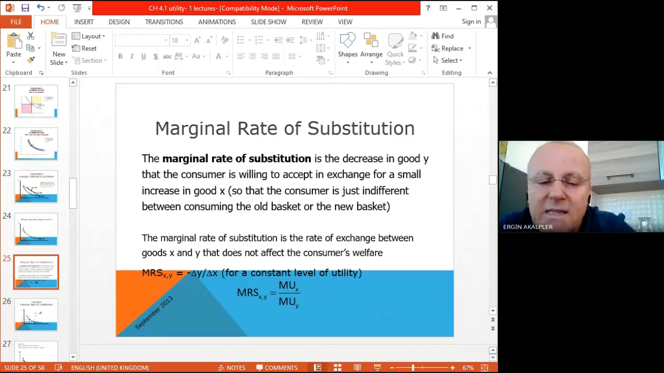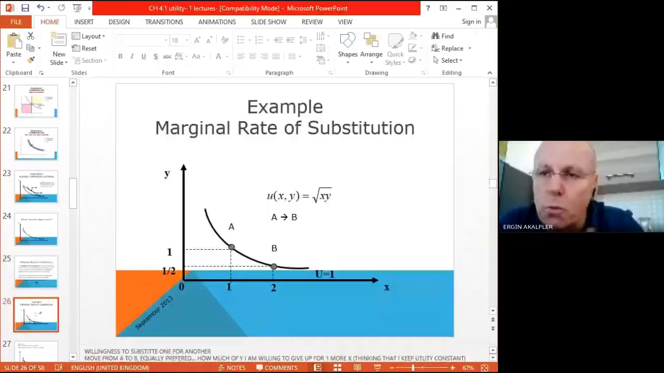You are indifferent to these changes. This marginal rate of substitution is equal to minus delta y over delta x, because the marginal rate of substitution of x to y is the marginal utility of x to the marginal utility of y. Therefore, the marginal utility of x to y should be analyzed, and we are going to analyze why it is so. The marginal rate of substitution is supposed to be the equation as given here for the utility function, the square root of x multiplied by y.